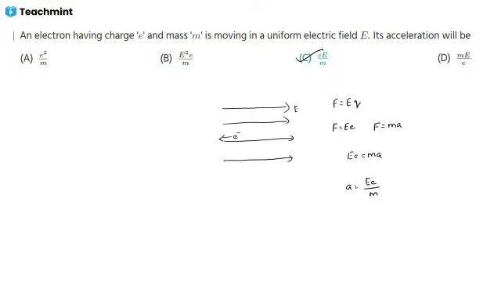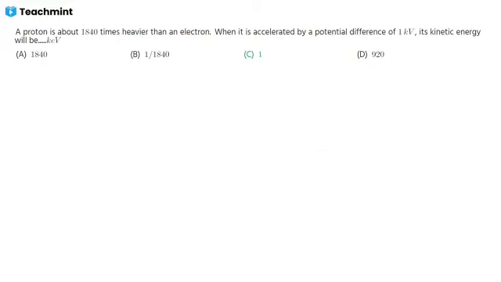Okay, for this particular question, let us move to the next question. A proton is about 1840 times heavier than an electron. When it is accelerated by a potential difference of 1 kilovolt, its kinetic energy will be? So for kinetic energy, we know the formula that it is q into V, and here they are talking about a proton, which has a charge e, and the potential difference is given as 1 kilovolt.